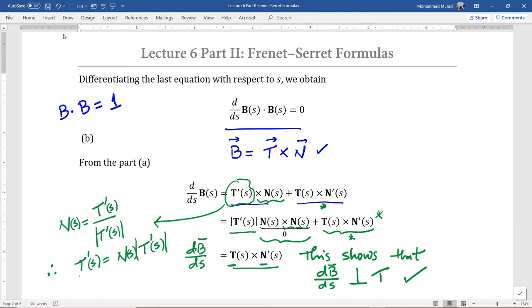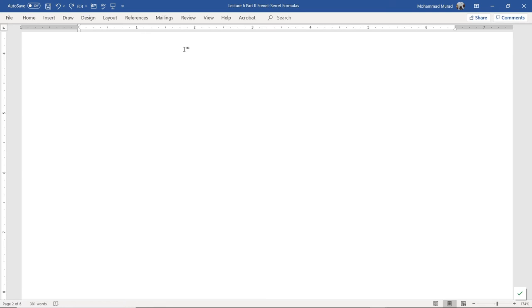This concludes the proof of the statement B. Similarly, we can try to prove the statements C and D. Now, let's have a look at the proof of the statement C.